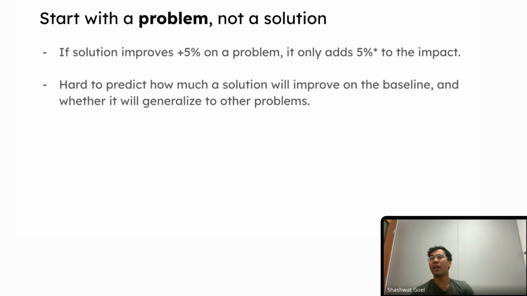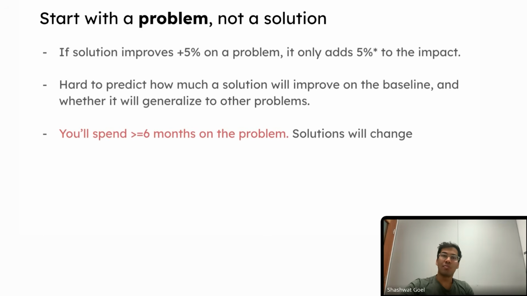It's very hard to predict how much this new or improved solution that you came up with will actually improve on the baseline, and whether it even generalizes to other problems. It could be that the solution you're improving is too specific to a single problem, and what you do doesn't end up generalizing to a completely different problem or even related problems. So that's why I feel like maximizing performance on a single benchmark, or even 3 or 4 benchmarks, doesn't really say much. It doesn't really reduce the uncertainty by a lot.